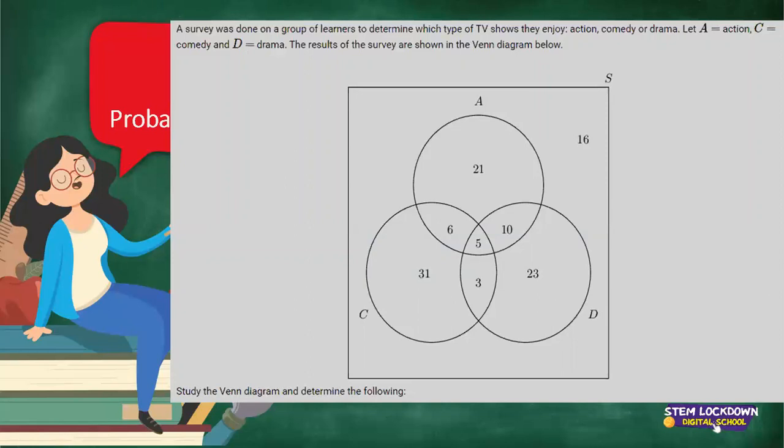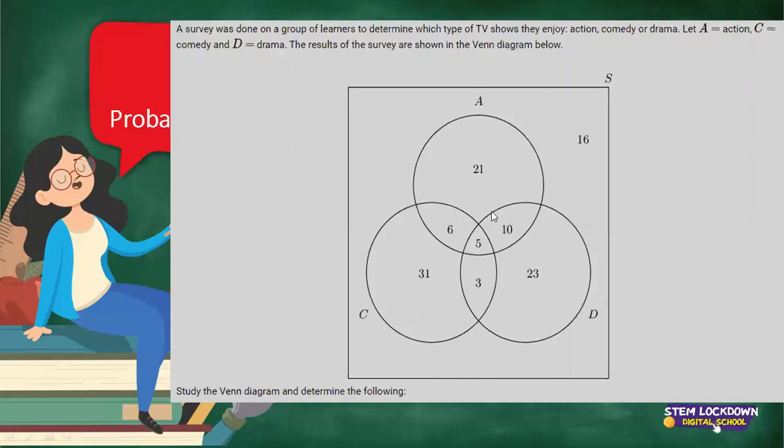So how do you find the probability of A? We add all those in A, and then take 1 minus that. So they're going to add what? 21, those who prefer action movies alone. Those who prefer action and comedy, action and drama, and action, comedy and drama.